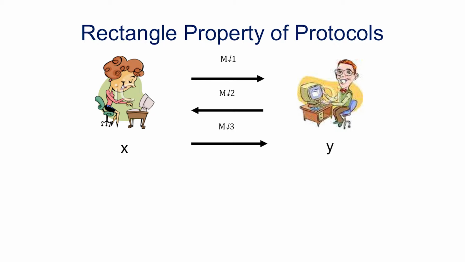I have a slide here on the rectangle property of protocols. Are people all familiar with this, or are people generally familiar with communication complexity, rectangle property? Don't assume. No. Don't assume. Too many people. Okay, so let me just go through it then.